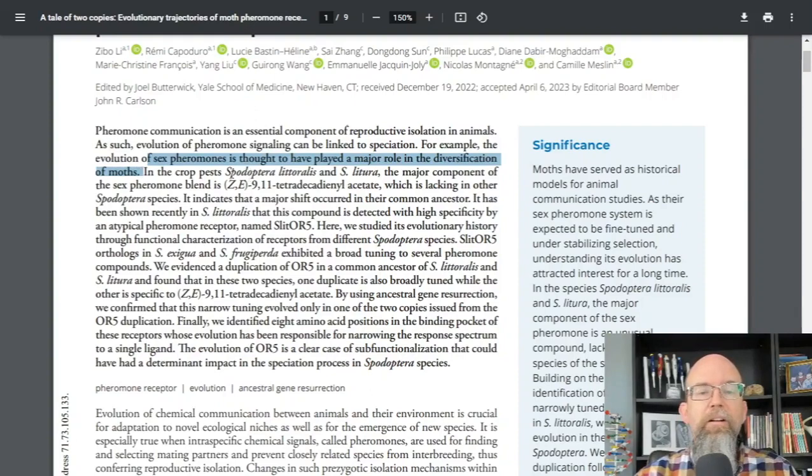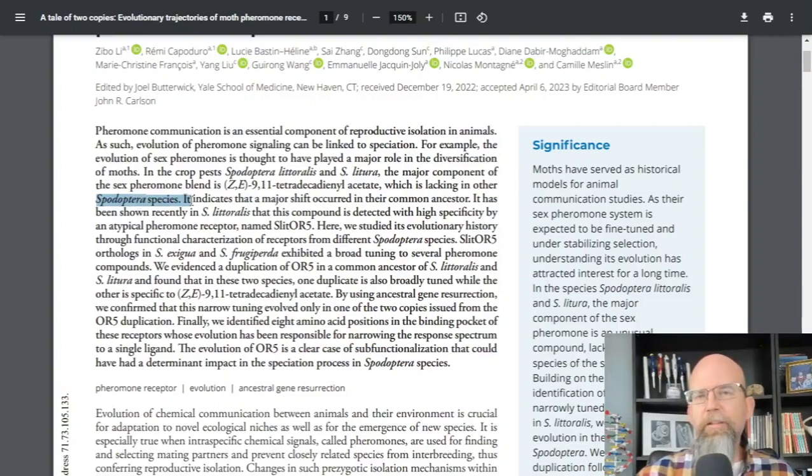In crop pests, Spodoptera littoralis and Spodoptera litura, these are two different species known for a long time that have been identified in the literature for hundreds of years. But they're very, very similar moths. The major component of the sex pheromone blend, right? They produce a number of different sex pheromones in a particular ratio, Z,E-9,11-tetradecadienyl acetate, which is lacking in other Spodoptera species.